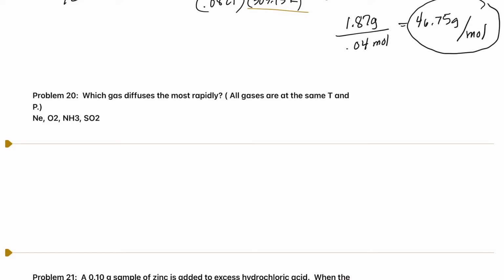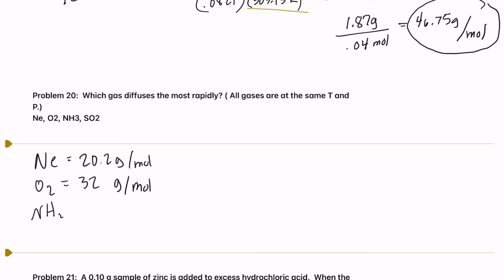Problem 20 is just which gas diffuses the most rapidly. And so gases will diffuse at different rates based solely on their molecular weight, so long as everything else is consistent here. And so we're going to calculate the molar mass of each of these gases.